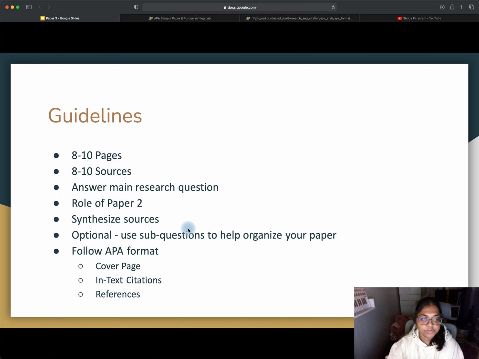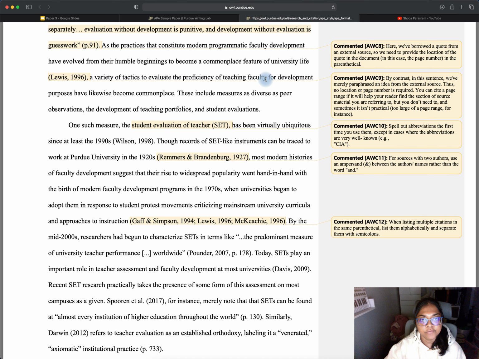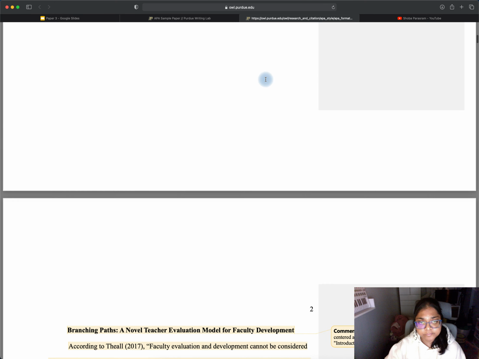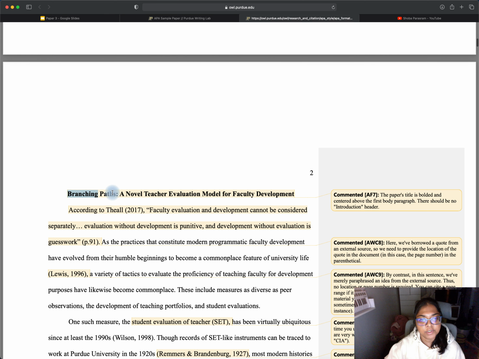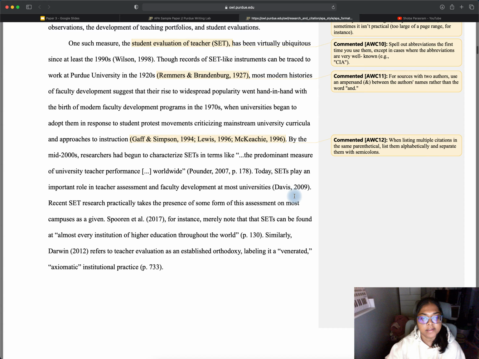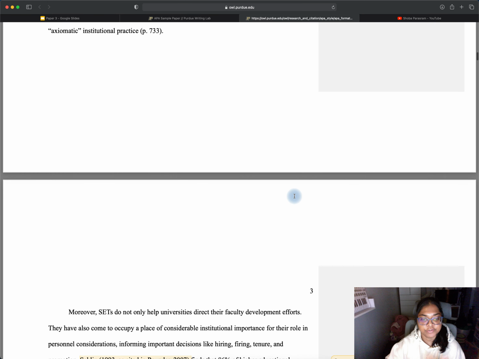So that's synthesizing sources, and in a separate lecture video on APA general formatting, I talked about how you can use your sub-questions to help you organize your paper. So I'll just show you one more time. When you have your paper, remember you'll have your cover page, and then above your introduction you are restating your title in bold, and then you write your introduction.